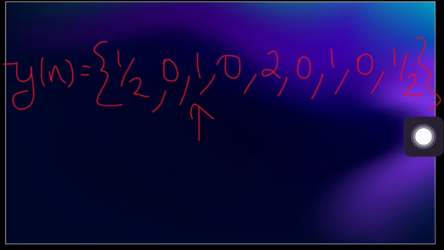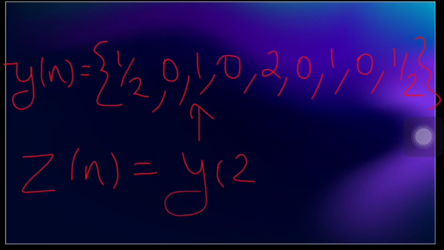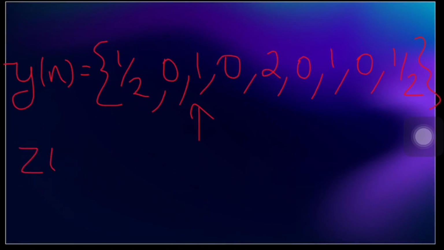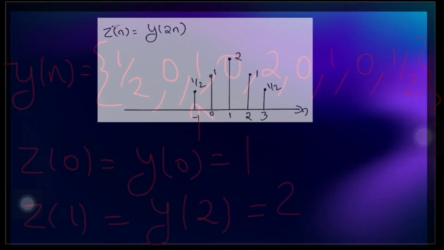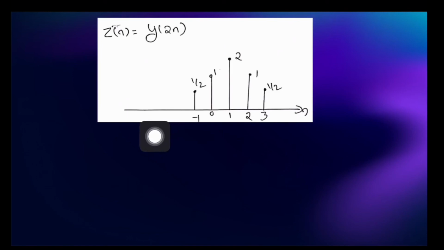Next we are going to obtain z(n), which is equal to y(2n). z(0) can be written as y(2·0), that is y(0), that is 1. z(1) can be written as y(2·1), that is y(2), that is 2. In a similar manner, we find all the elements of z(n) and get a waveform like this. Next, we are going to express z(n) as a sum of shifted impulses. It is for simplifying our further analysis.